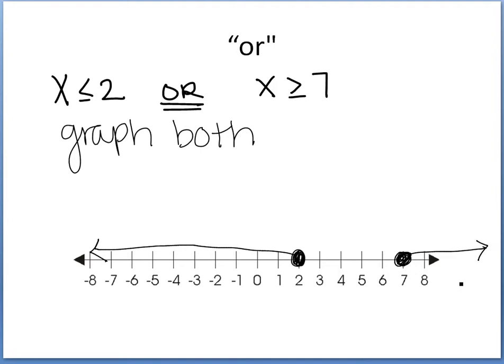Now, there is no overlap at all here, but that's okay, because I just need one or the other. This would be like saying go left or go right. You can't go both, but that's okay. I said or. So the overlapping section doesn't exist, but we just don't worry about that. It's everything. That's your answer. You just graph them both.